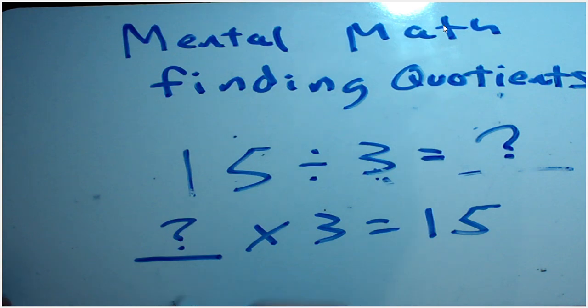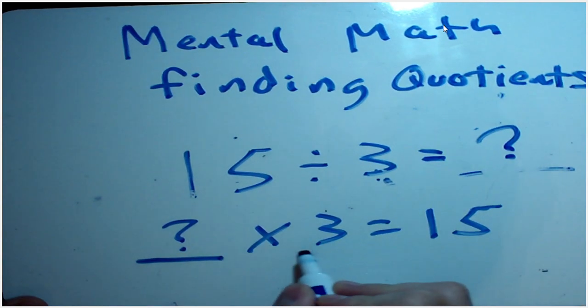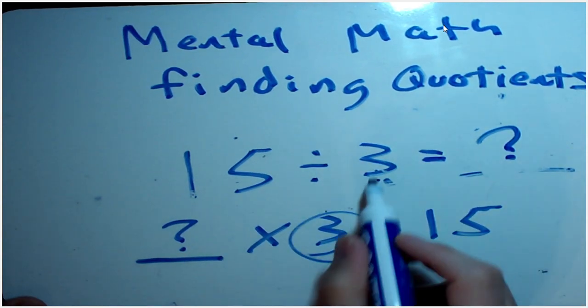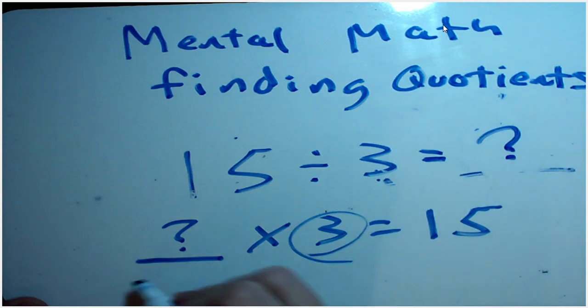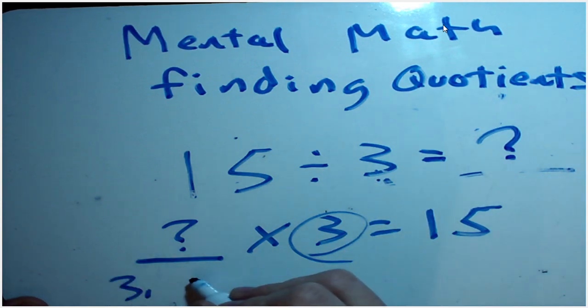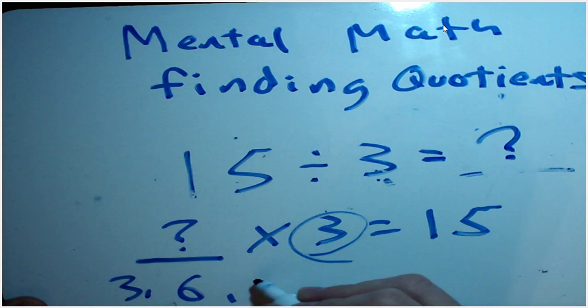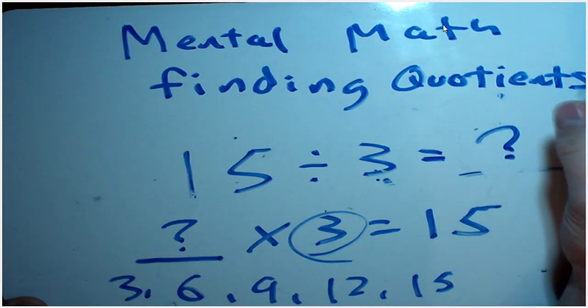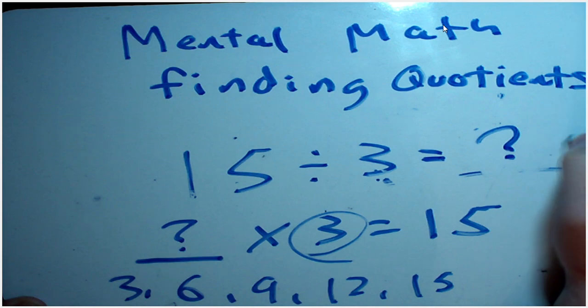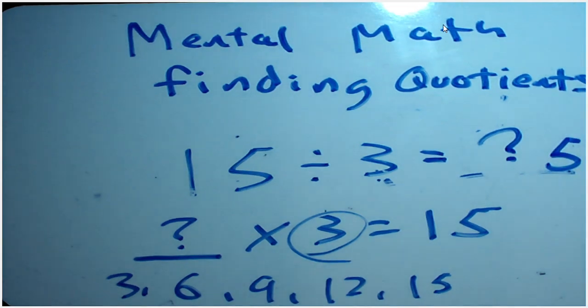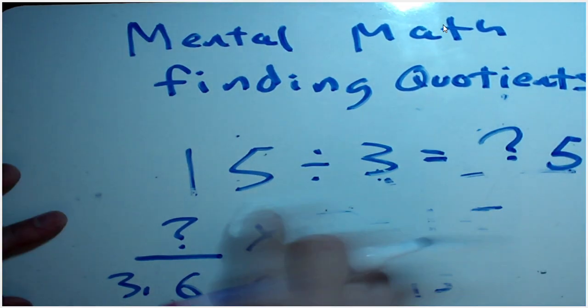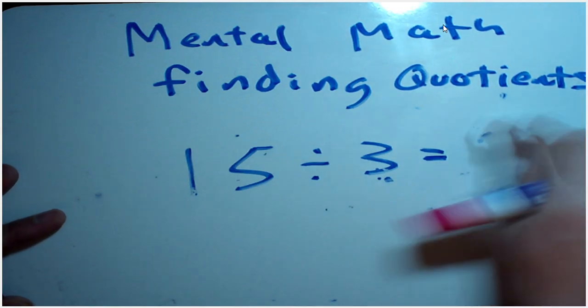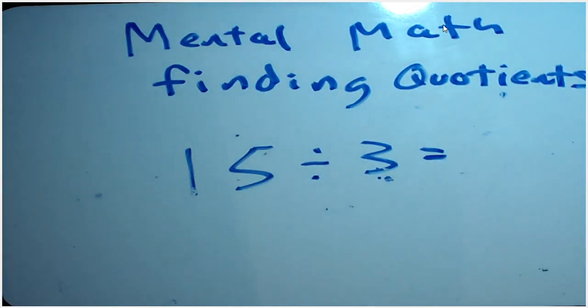But if you don't, think of that number here, that divisor, and start listing your facts. So I know 3 times 1 is 3, 3 times 2 is 6, 3 times 3 is 9, 3 times 4 is 12, 3 times 5 is 15. I hit the money right there with 3 times 5. So 15 divided by 3 equals 5. My quotient is 5.